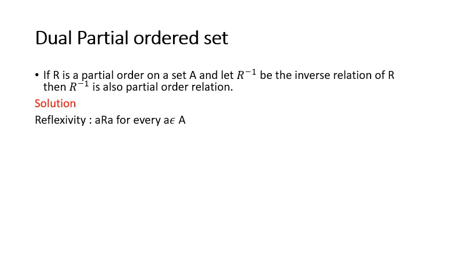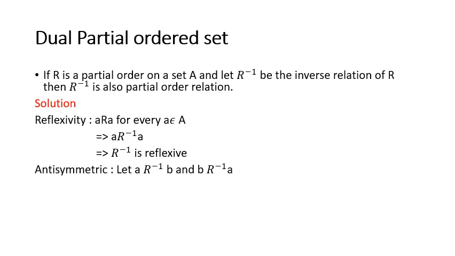That is, we need to show that R inverse has reflexivity, antisymmetry and transitivity. So to say about reflexivity, we can write A related to A for every A an element of capital A. That is, A R inverse A itself. That means R inverse is reflexive.